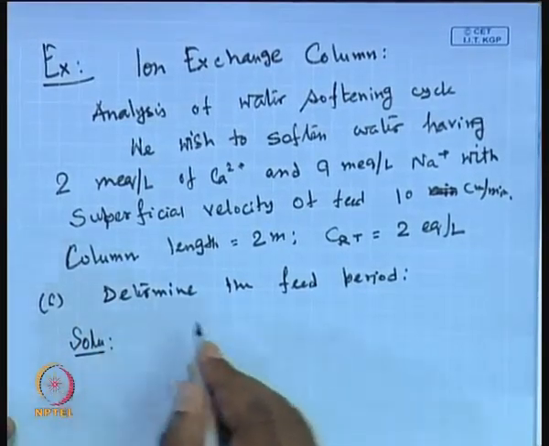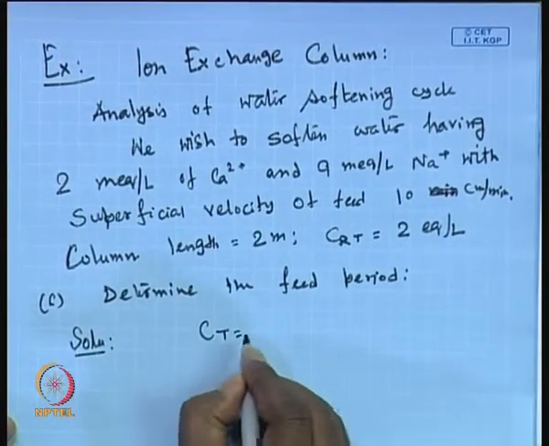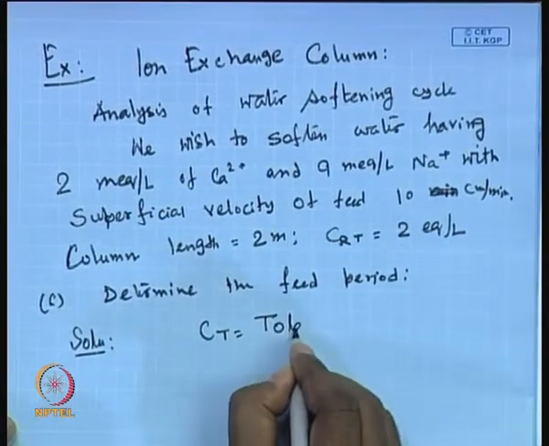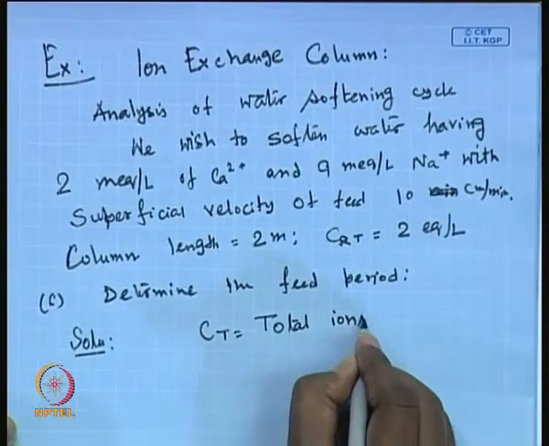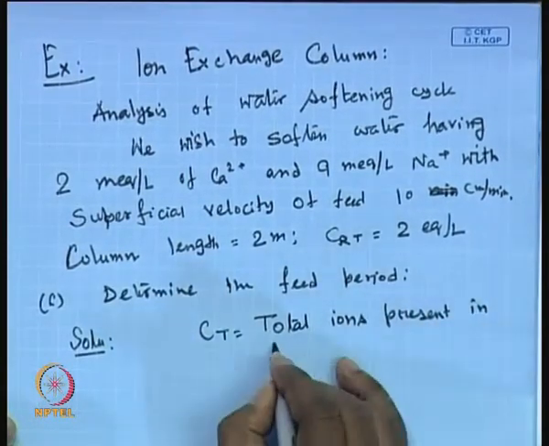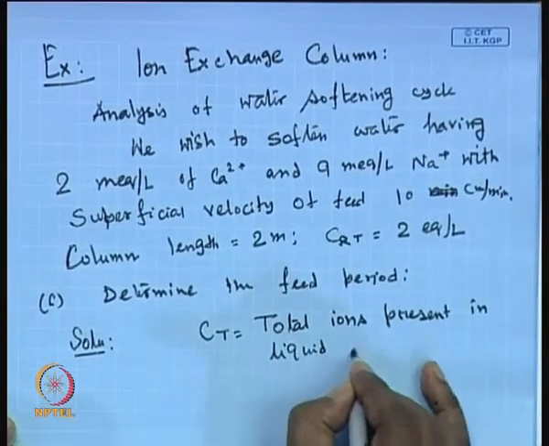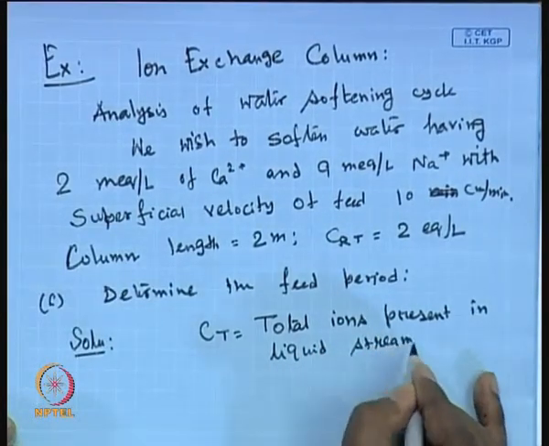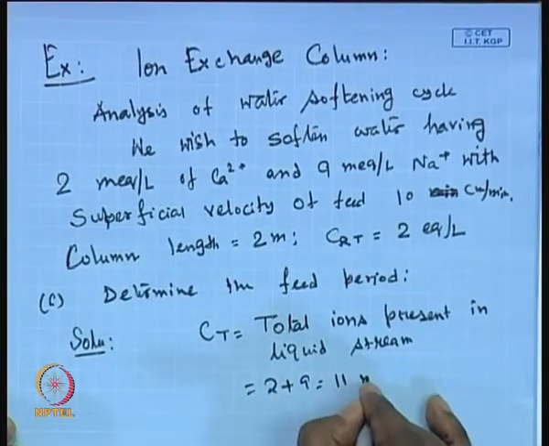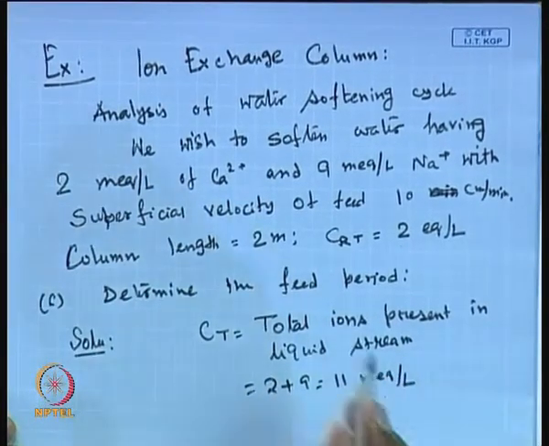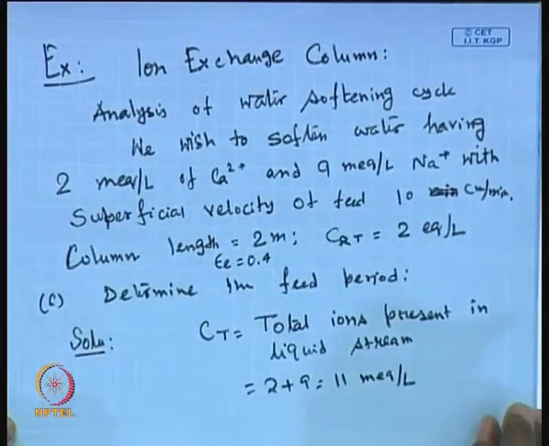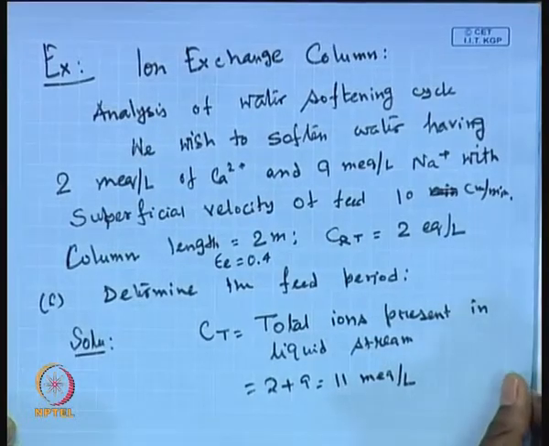Let us look into the solution. The C total is the total ions present in the liquid stream that we can find out. In liquid stream, that will be 2 plus 9 is equal to 11 milli equivalent per liter, and epsilon E is given as 0.4, that is the interparticle porosity that is given as 0.4 in this particular problem.